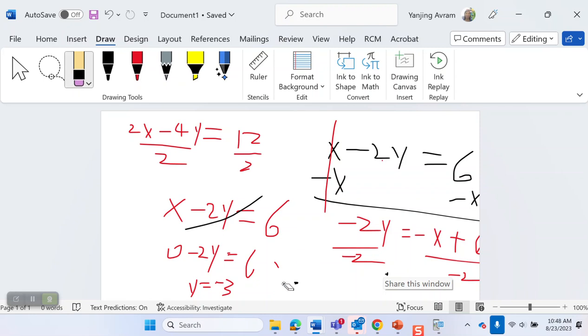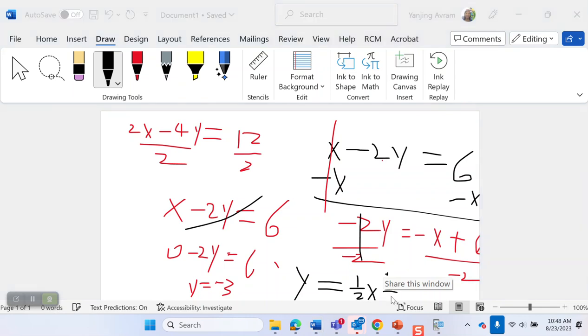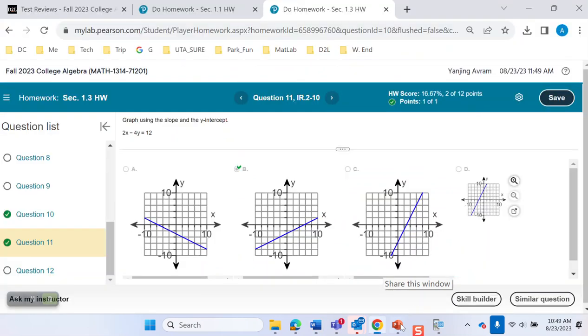All right, solve for y, so this cancels out. So my y here, negative becomes positive. So my y here will be positive 1/2 of x, and then plus what? Minus, because 6 divided by -2 will be negative. So -3. All right, so I have y equal to 1/2 of x minus 3.